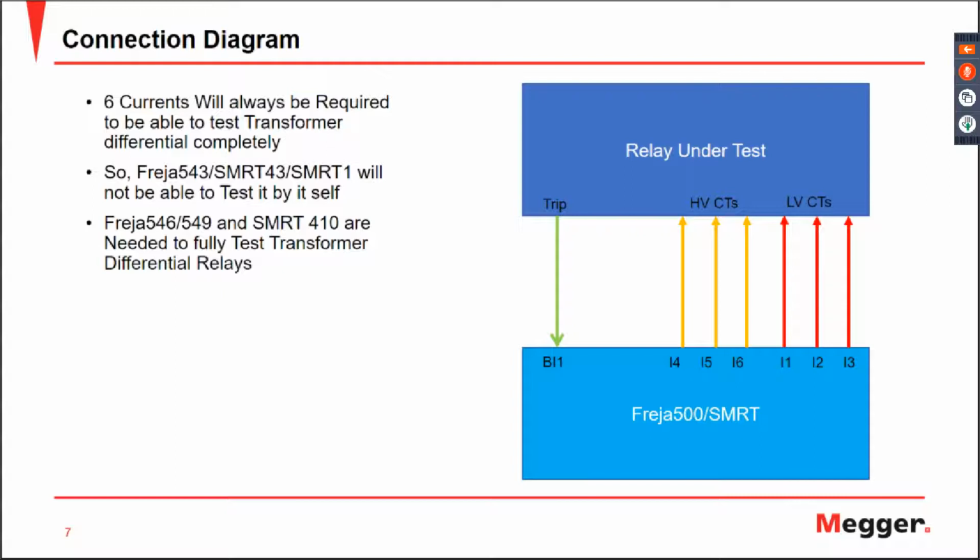So it is recommended, or actually required, to have either a Freja 546 or 549 or SMRT 46 or 410 to be able to fully test a transformer differential. And the connection is basically very simple. I will connect the first 3 channels to the HV side, and channels 4, 5, 6 to the LV side, or as I require. There is no problem about this. I can interchange the windings. There is no issue; it's easily changeable in the software. Also, I need to take a trip command from my relay under test to be able to automate these tests.